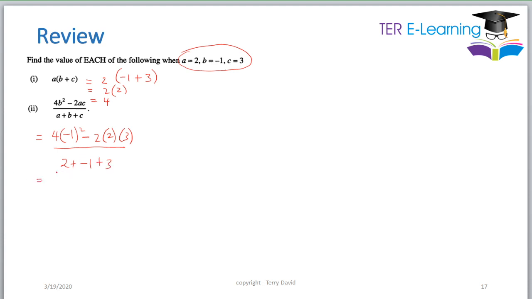Now you need to be careful how you're simplifying this. So -1 squared is +1. So this is 4. And this is 2 2s are 4, 3s are 12. So this is -12 all over 2 plus -1, which is really the same as saying 2 minus 1, which is 1. And 1 plus 3 is 4. So this is 4 minus 12 is -8 divided by 4, and you're going to get -2. So when you substitute, you're going to get -2 in this case.